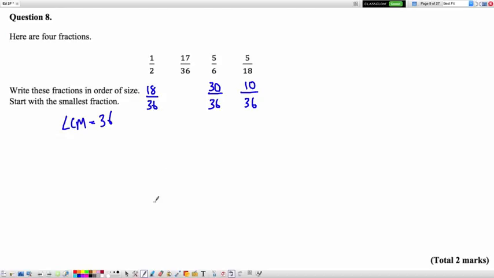So we're looking for the smallest. So we have 18, 17, 30 and 10. So our smallest number is 5 over 18, this one here. The second smallest is 17 over 36, which is here. The next smallest number is the 18 over 36, which is the half. We write down the fractions that are given to us in the question. And here, lastly, the biggest number is 5 over 6.